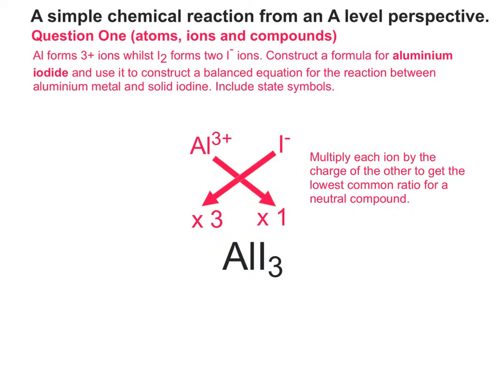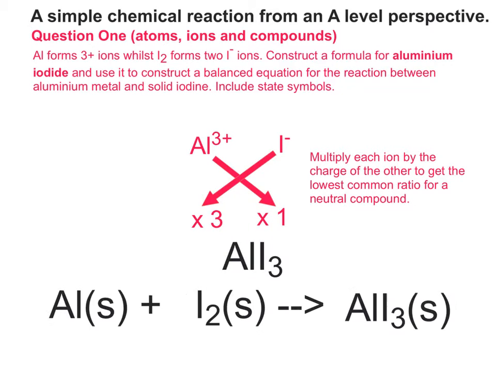So now what we have to do is to construct an equation for how that's created. So although this isn't balanced, I've added the state symbols because it's told me to add the state symbols, and it's said aluminium metal and solid iodine, and we know that the aluminium iodide is a solid because we've seen it in the clip. You'll notice I've left some spaces in front of all of the reagents and products because I want to work out my balancing numbers. So where do I start?